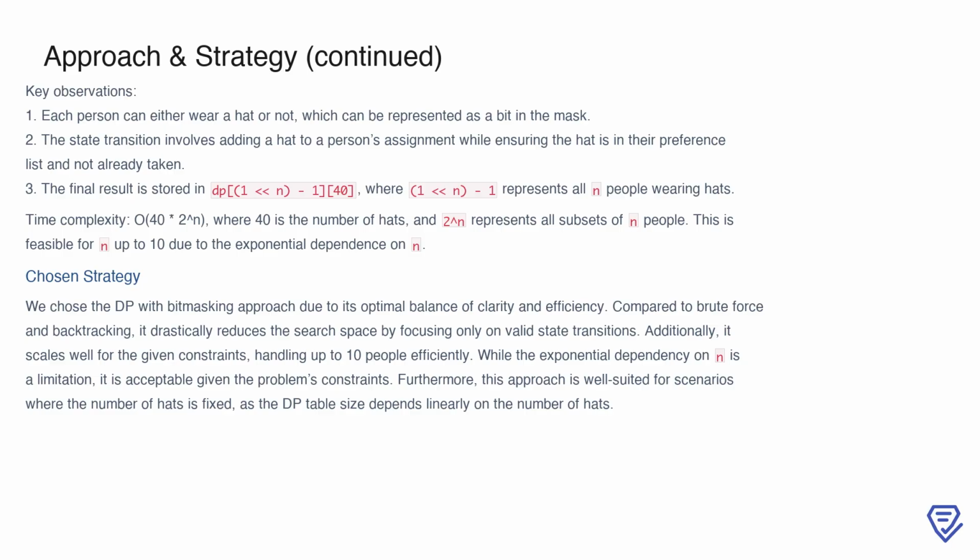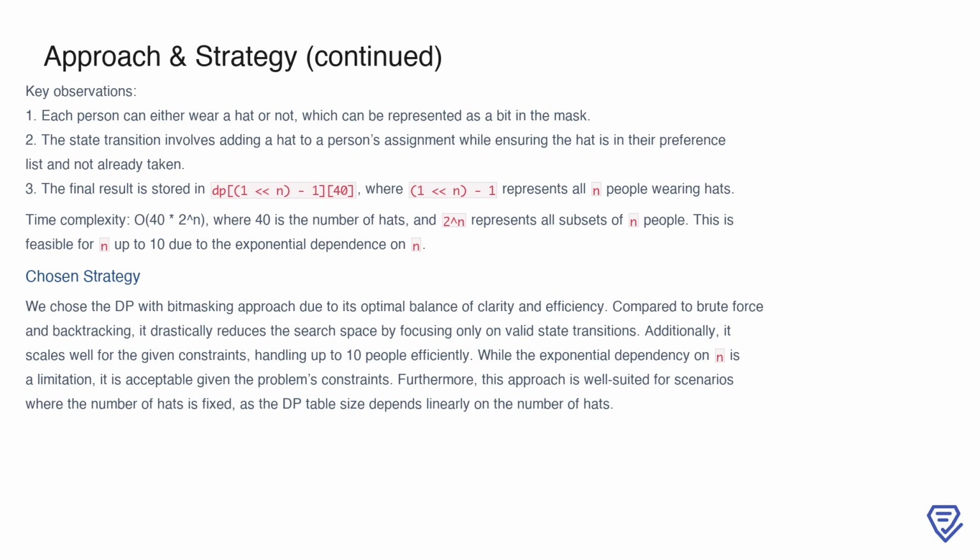Each person's assignment can be tracked as a bit in a mask, where the mask represents which people have been assigned hats. The state transition involves adding a hat to a person's assignment, but only if that hat is in their preferred list and hasn't already been assigned to someone else. The DP table, DP[mask][i], represents the number of ways to assign hats to the subset of people defined by mask, using hats only from the first i hats.